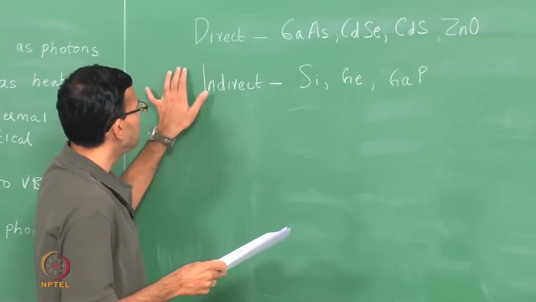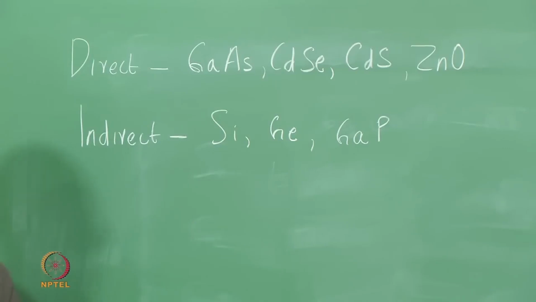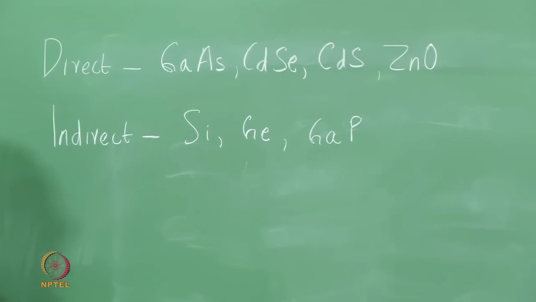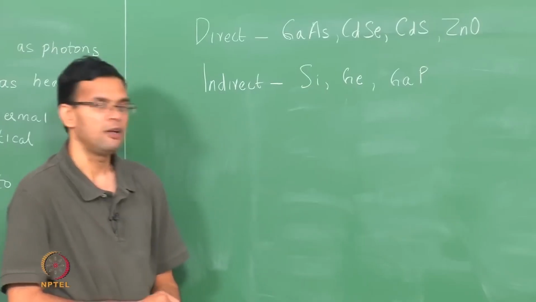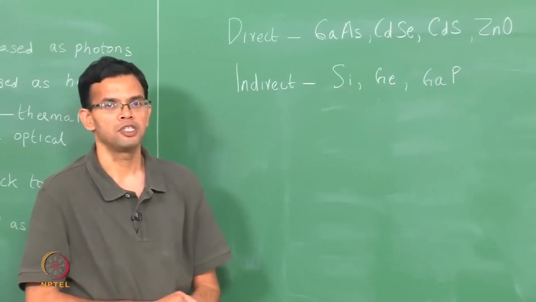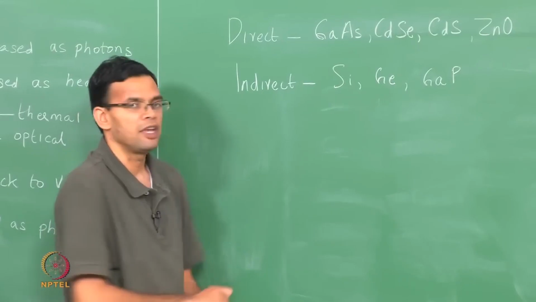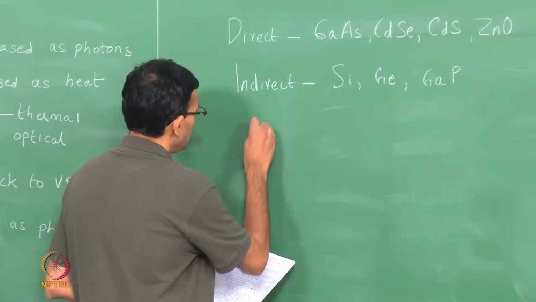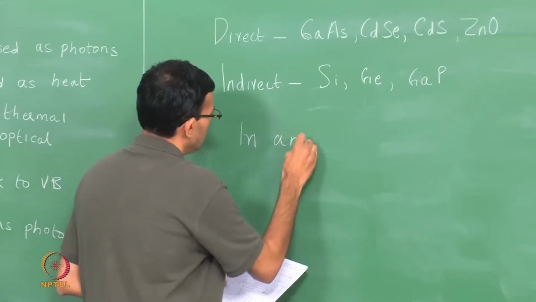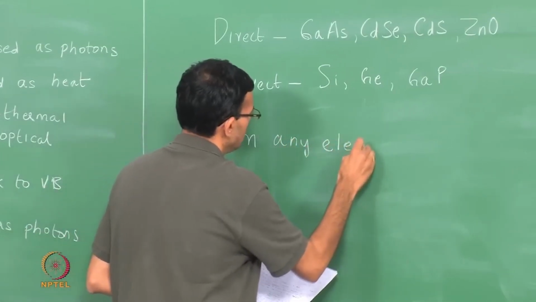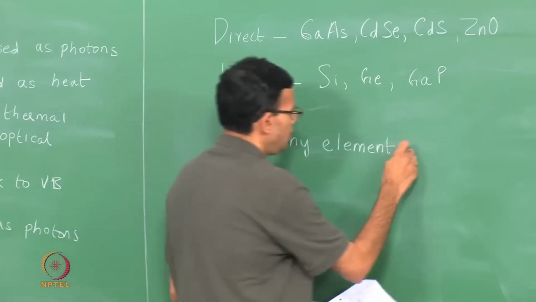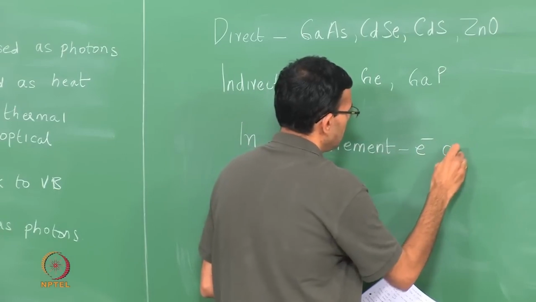To understand the difference between direct and indirect band gap semiconductors some more, we can also look at the band structure. So, what I will do is give you a very simple picture of the band structure in the case of semiconductors. In any element, your electron in the solid can be treated as a wave.